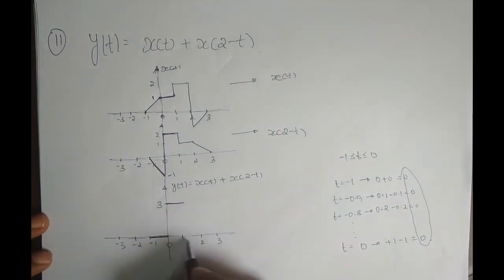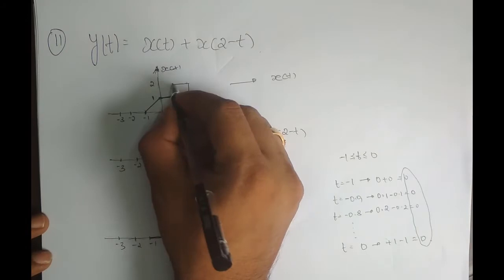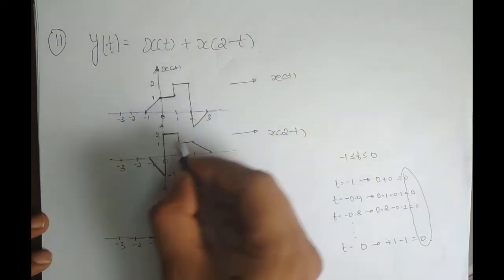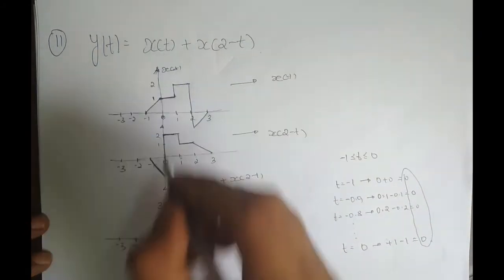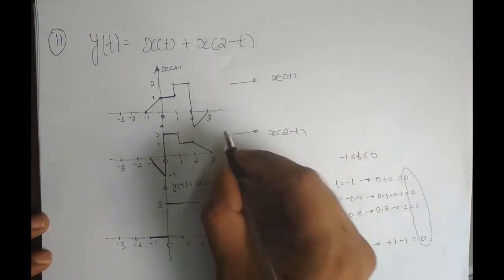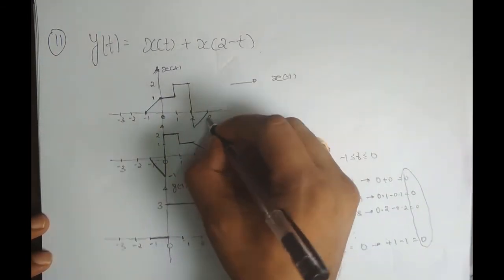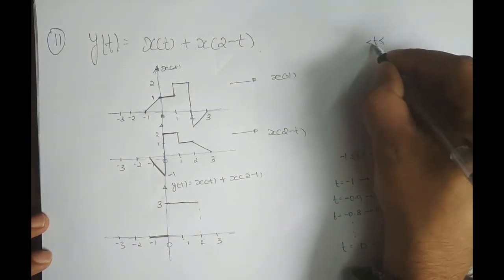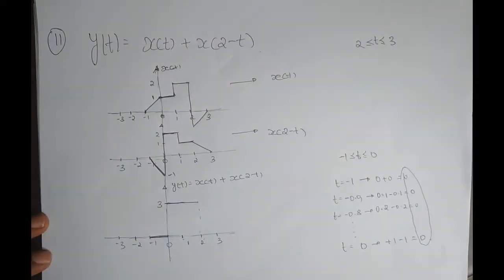Now for t varying from 1 to 2, what is the amplitude of the first signal? 2, plus what is the amplitude of the second signal? 1. So 2 plus 1 is 3, right? So for t varying from 1 to 2, also it is 3. Now for t varying from 2 to 3, for t varying from 2 to 3, right?